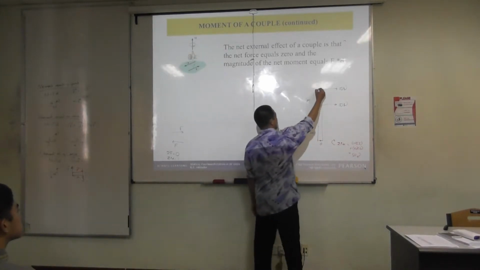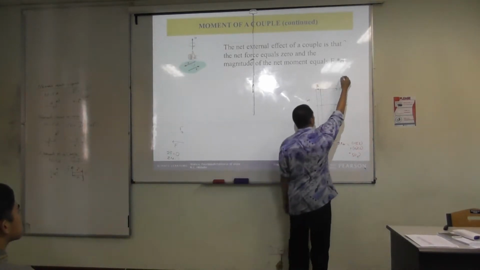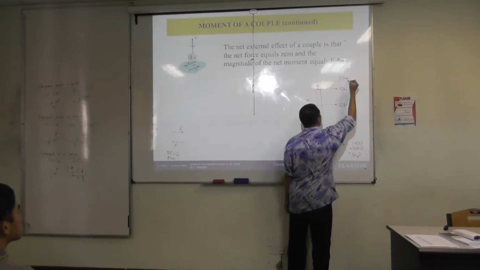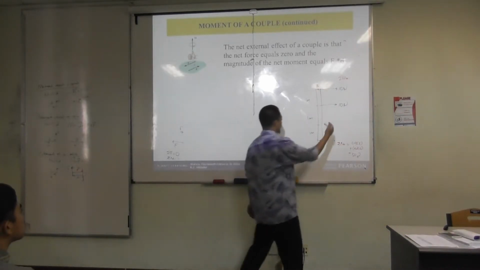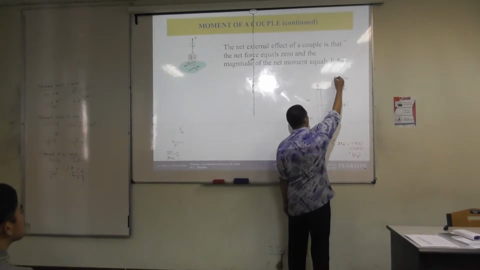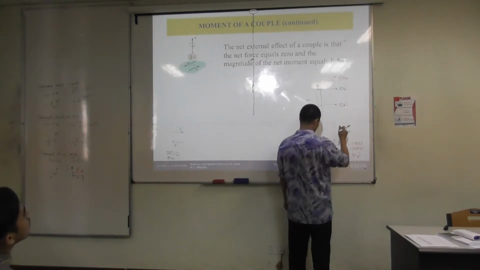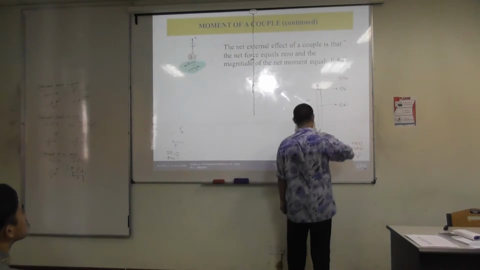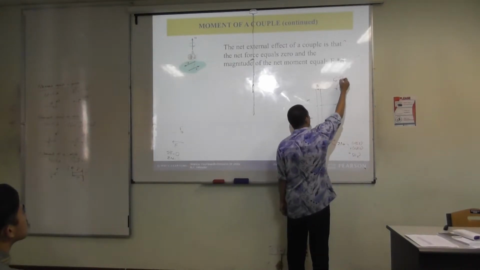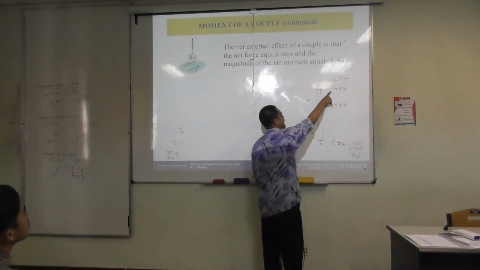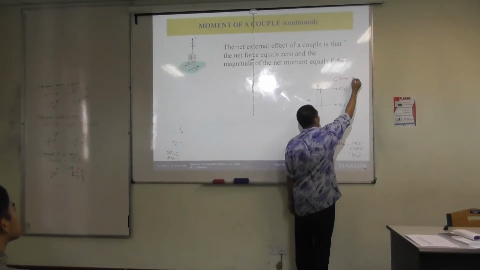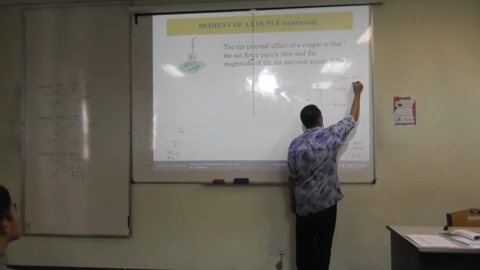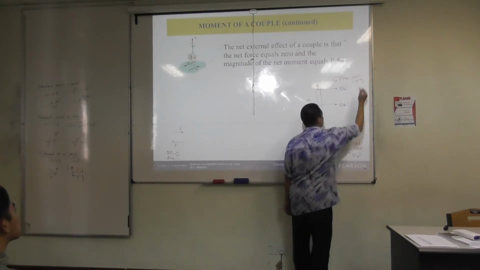What if I consider this point A? So summation of moment about point A, what do you get? If we take counterclockwise, what do you get? This one doesn't produce a moment. This one, 10 times 1 becomes 10 counterclockwise.